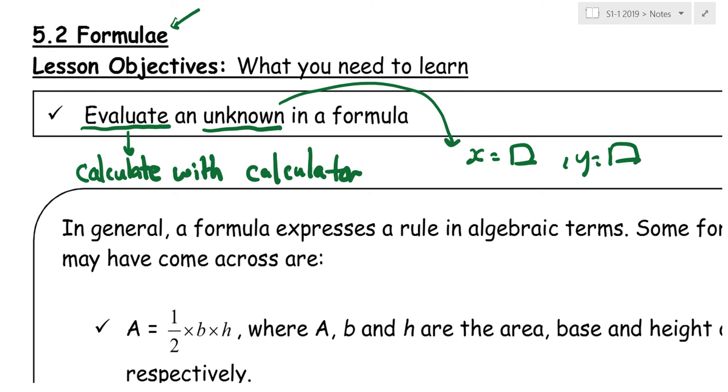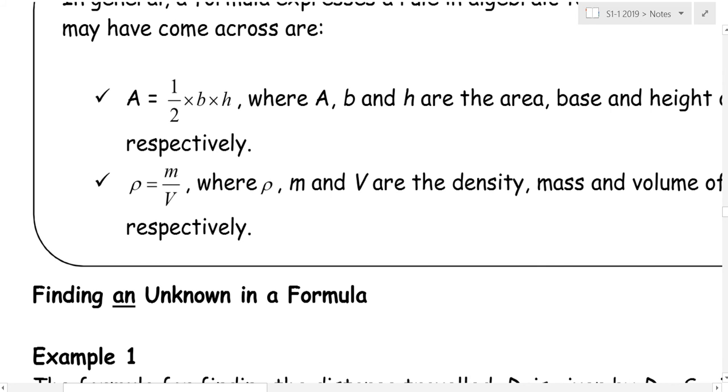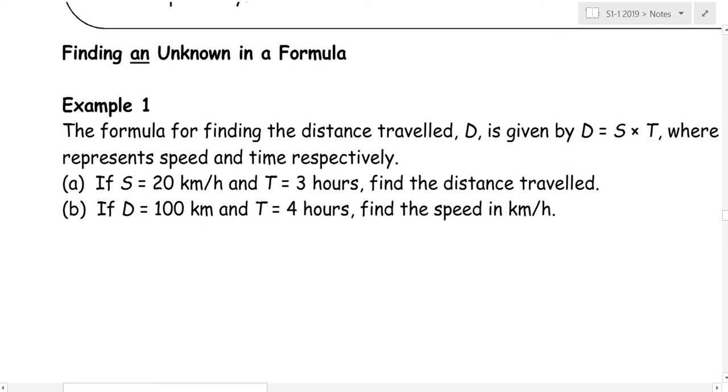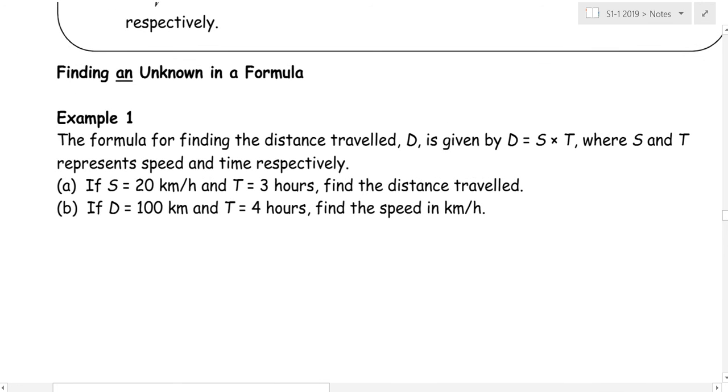Okay, let me explain. Now, for example, I have this formula here. Is it familiar? What is this? Area of triangle. What is this? Density. Did you learn this before, in primary school? You learn during science. Alright. Let's try the example.